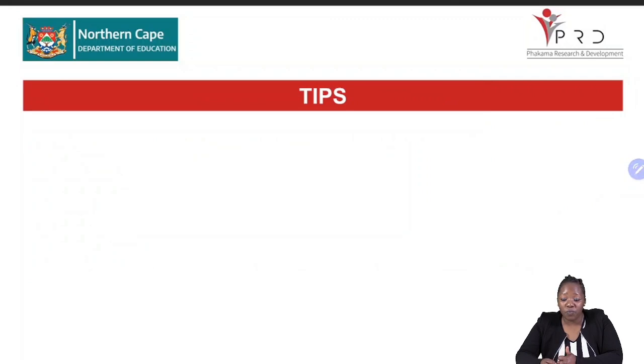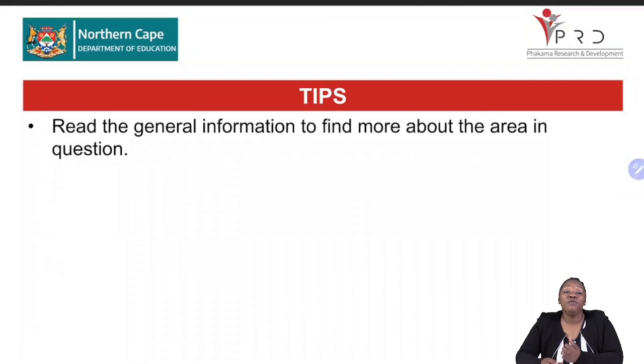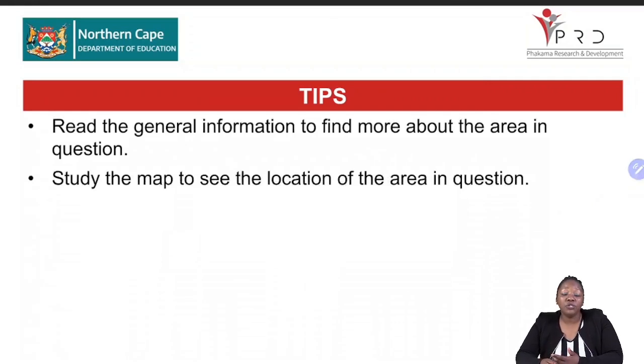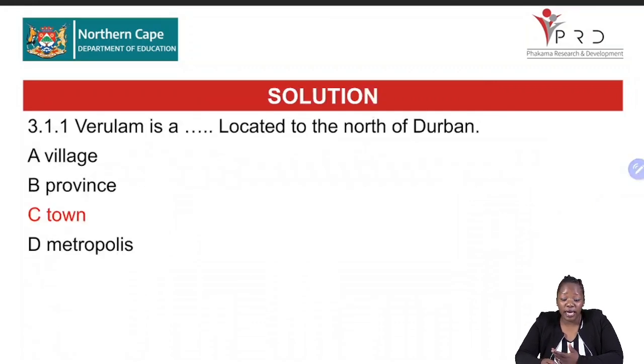Right, with the hope that we are all done. So looking at the tips before we display the corrections, you need to read the general information, as I have said, of the area, as the question is based on the general information. And also you need to study the map to see the location of this area, of which we have done that one. So looking at our correction, Verulamhr is a town located to the north of Durban. So how do we know it is a town? Because we are given that in the general information. Then we move to the second question.